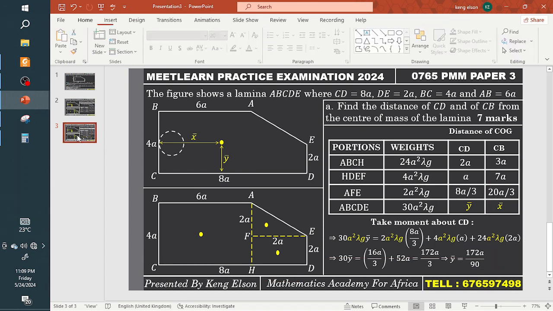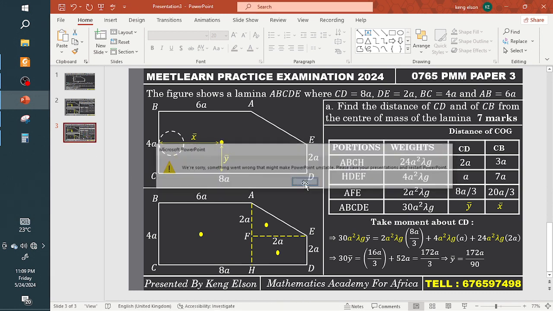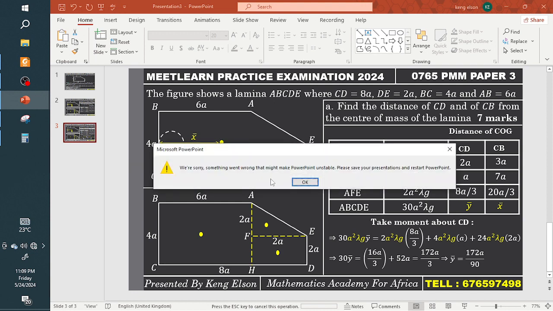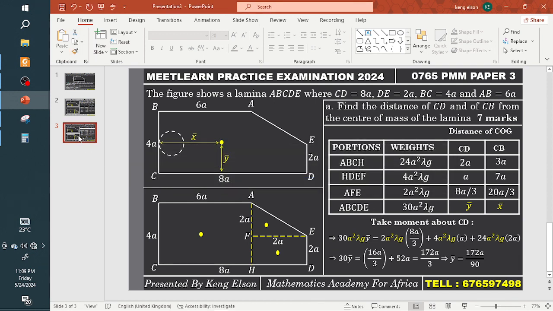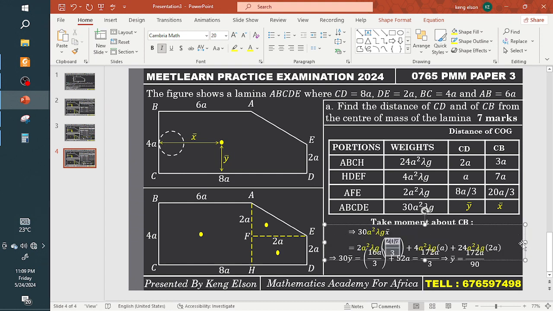Okay, then I'll duplicate the slide and paste. Then I'll find x bar, copy paste. Wonderful. Then I'll now take moments about CB. Here on the left hand side, I'll just replace this with x bar. Here all the weights are the same. What is changing is just that 8a over 3 goes to 20a over 3 instead. Now from a here it goes to 7a. From 2a it goes to 3a.